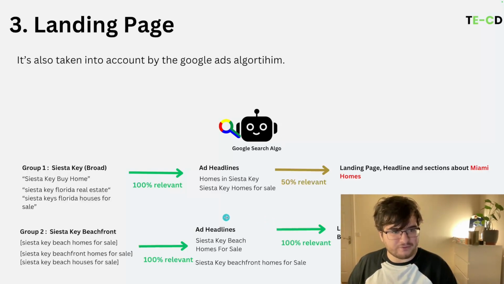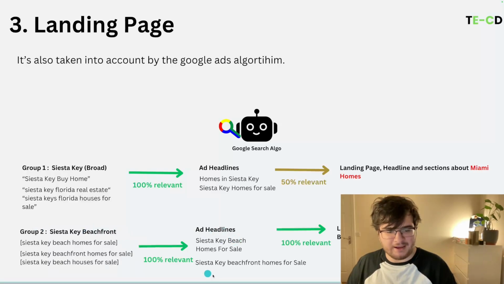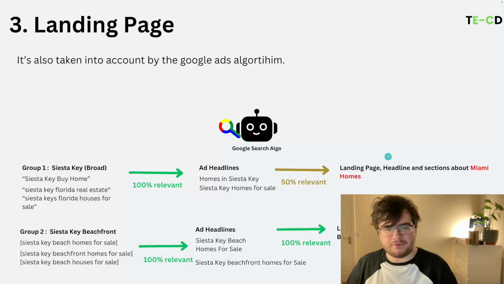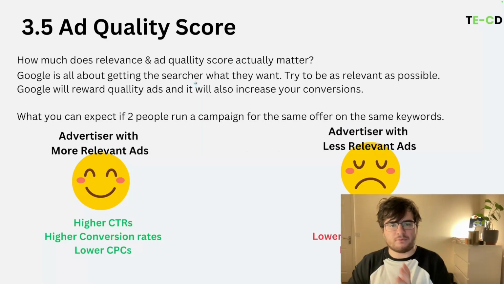While here, someone else who has a Siesta Key beachfront ad group and they have relevant ads and then a relevant landing page, they get much, much better results than us. So ad quality score. Again, that's what we're talking about this entire time with relevance. Generally, there's a bunch of things that go into your ad quality score, but all you need to know is the more relevant you are, the better your results will be.